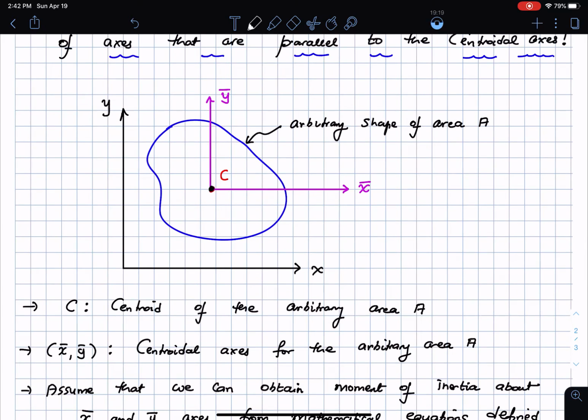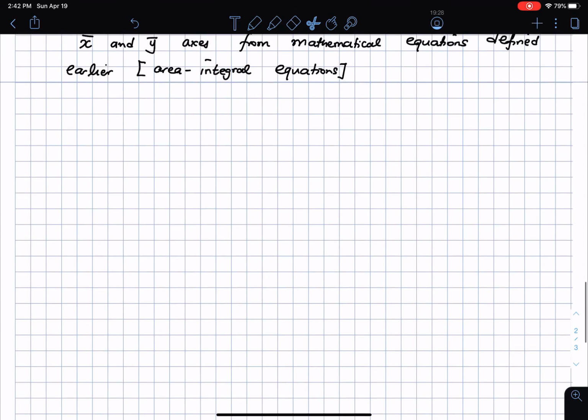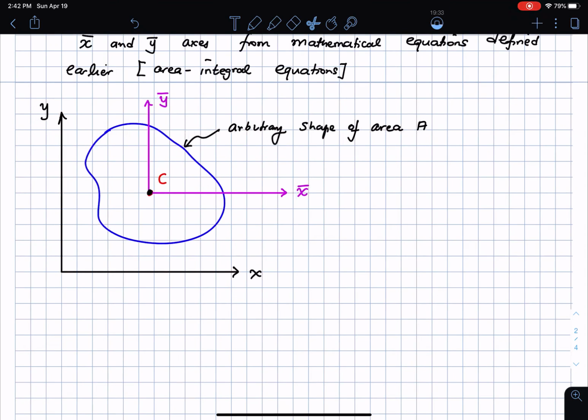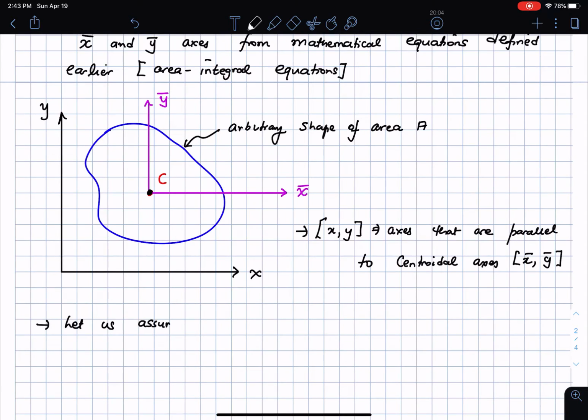x and y are axes that are parallel to the centroidal axis. I'm just going to copy this figure again so that I bring it down here. And I'm going to make a statement: the axes x and y here are axes that are parallel to the centroidal axes x bar and y bar. Let us assume we know the distance between the xy axis and the x bar y bar axis.